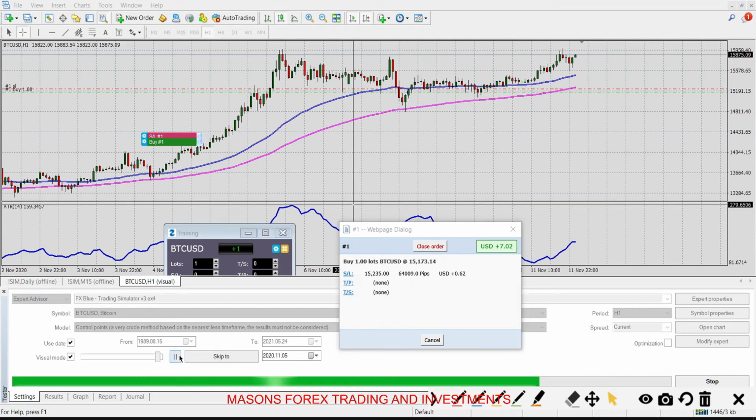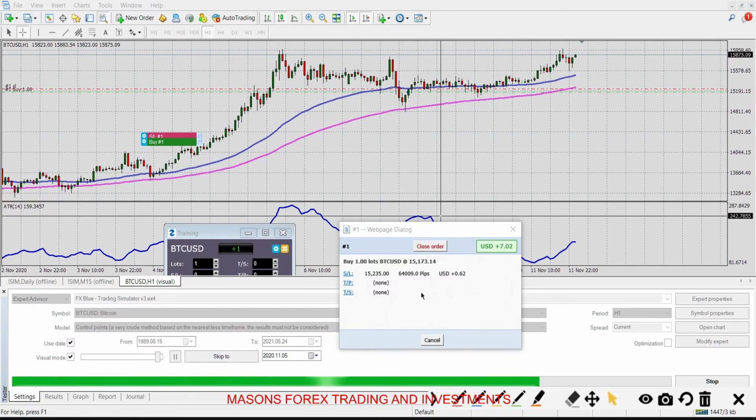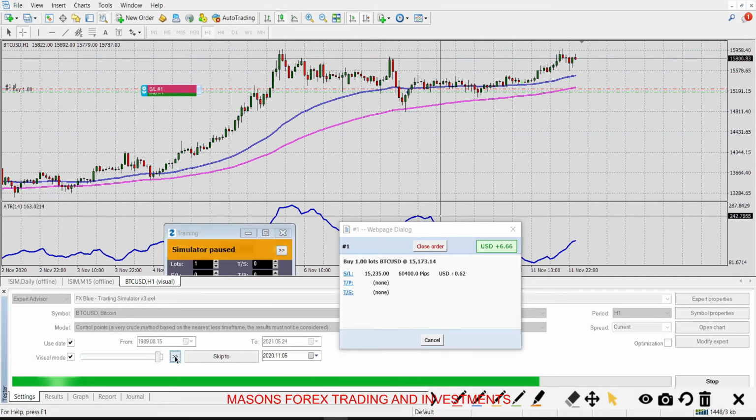So we're holding this position. We are up 62 cents, so we paid ourselves a little money for our effort. You can pay yourself a little more if you want, but don't get greedy. Let us continue testing.